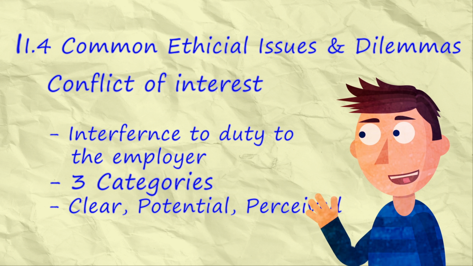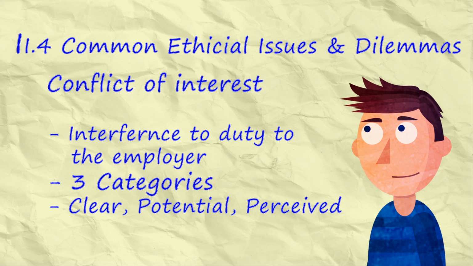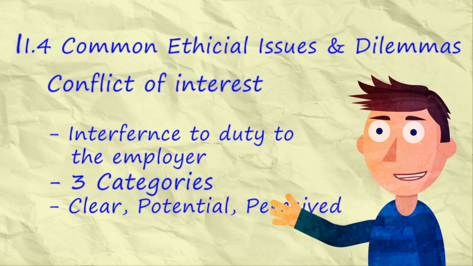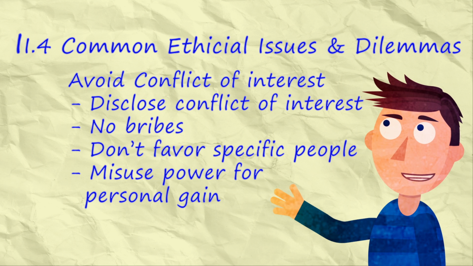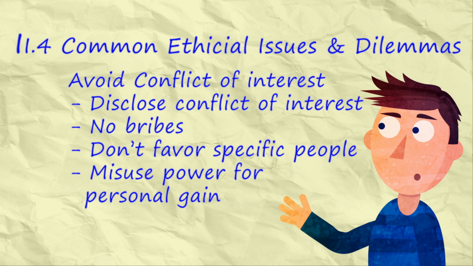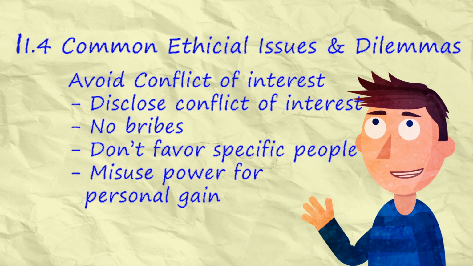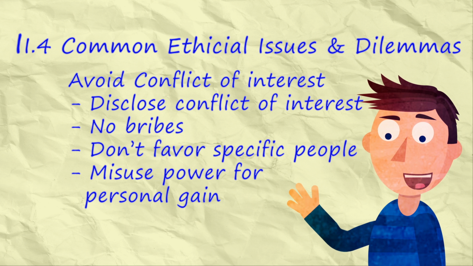So a professional must try to avoid conflict of interest, including all 3 types of conflict of interest that were just mentioned. For example, they must fully disclose a conflict of interest, not accept gifts or bribes, refuse favors to specific people, and not misuse their authority for personal gain.